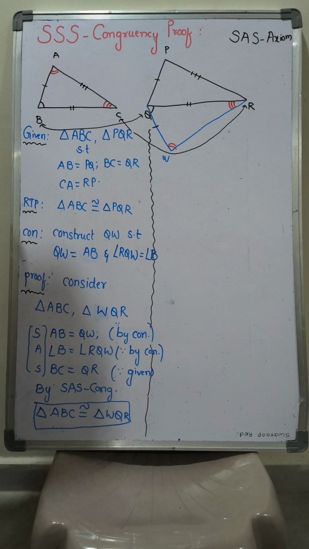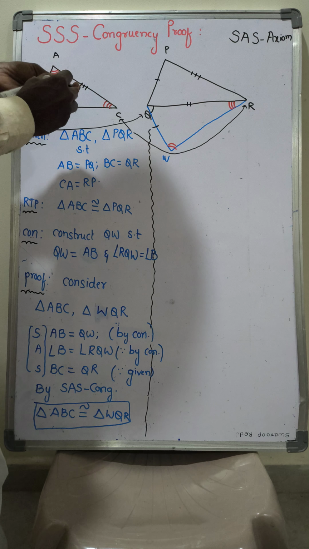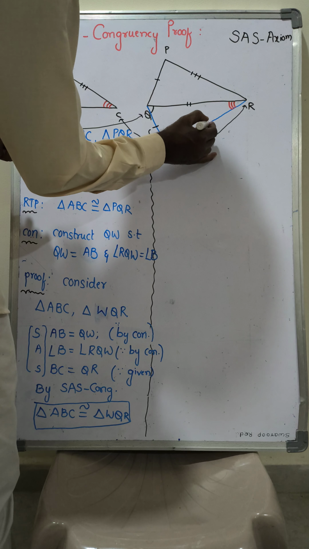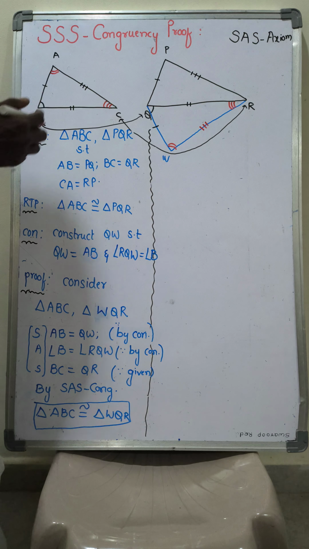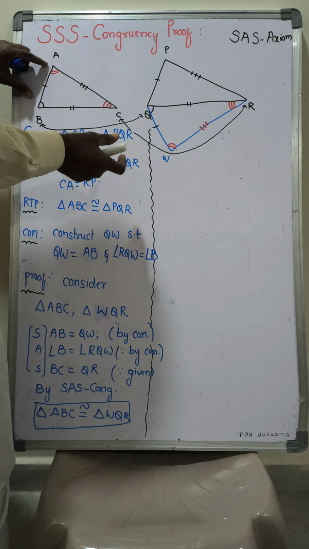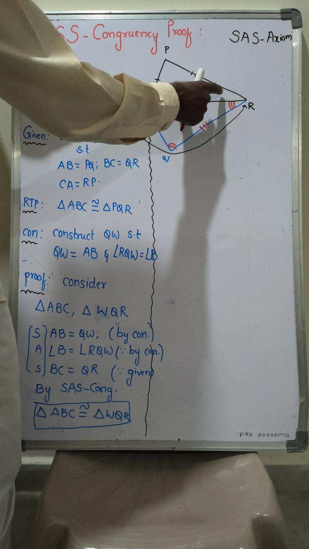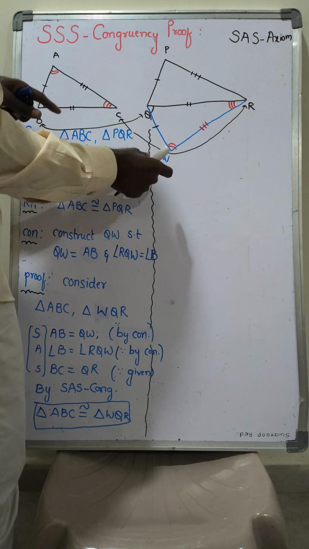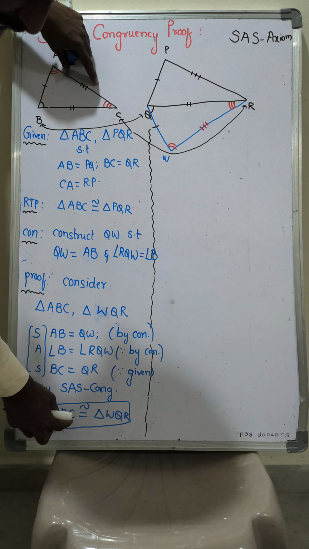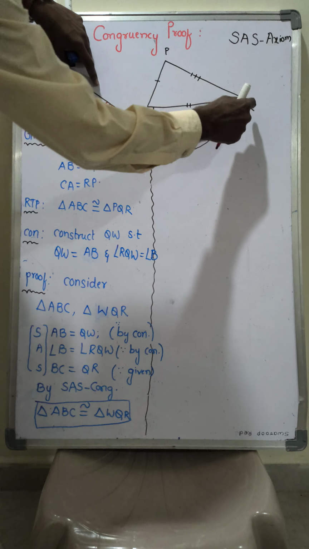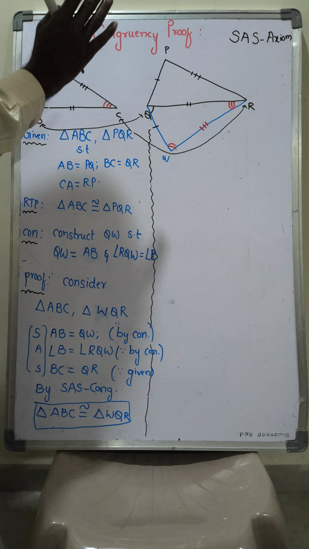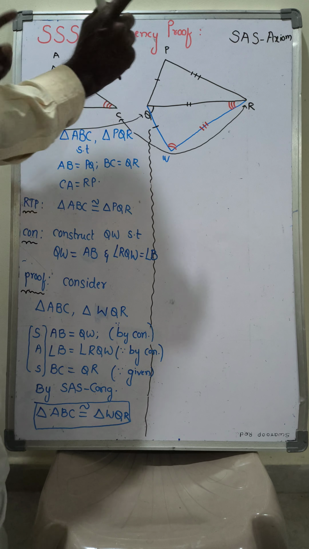So therefore even this is also going to be equal. Once again, AB corresponding is QW, they are equal. BC corresponding is QR, they are equal. And next CA corresponding is what? RW. So RW, they are also equal. That is the meaning of these two triangles being congruent.